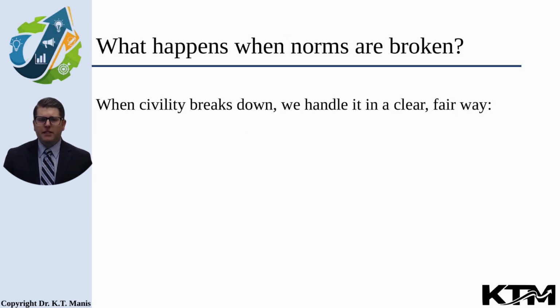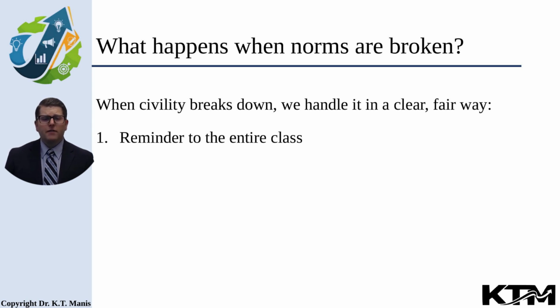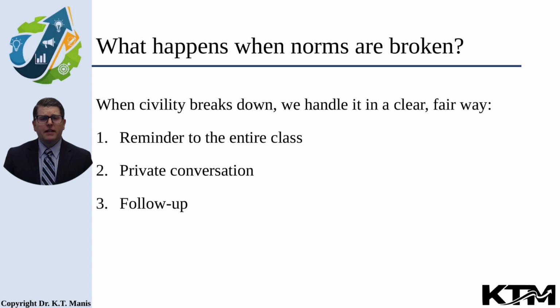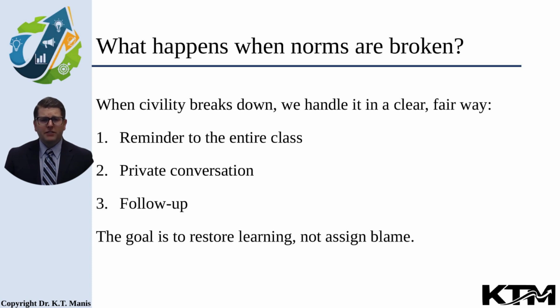If civility breaks down, we handle it in a clear, fair, and predictable way. First, I will give a reminder to the entire class so we can reset and continue learning. If needed, there may be a private conversation with the student or student group to clarify impact, expectations, and how to move forward. And if a pattern continues, we'll follow up with next steps. The purpose of this process is to restore learning, not assign blame.